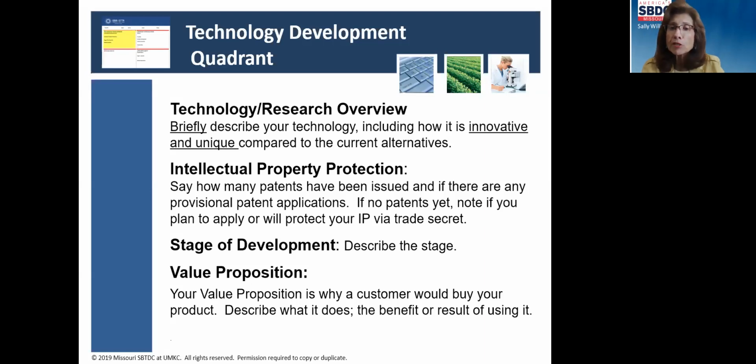Stage of development, describe the stage. Describe that in your words. Is this at the basic research level? Have you already done preliminary research and this is now getting you proving your concept? What basic stage are you at? But you don't have to elaborate a lot. Just, where am I in my development?